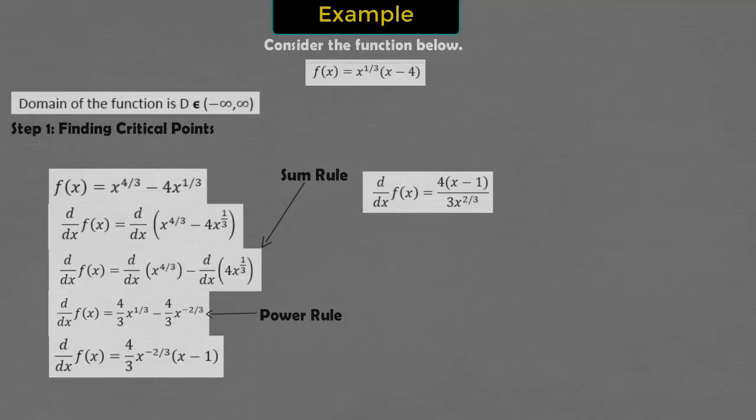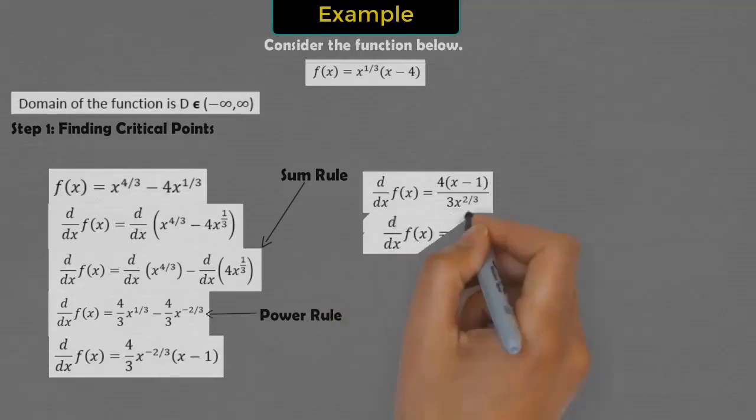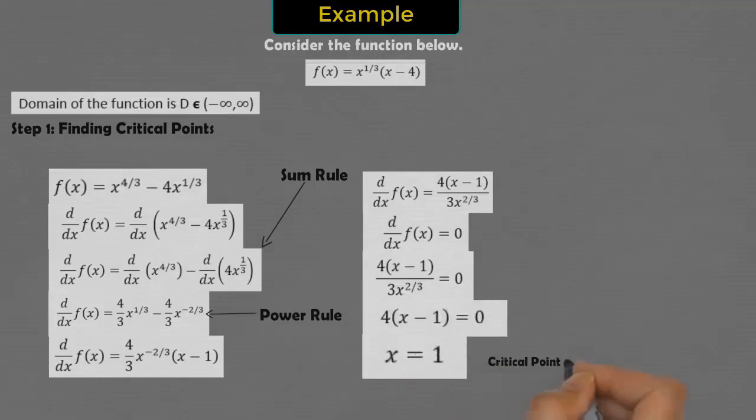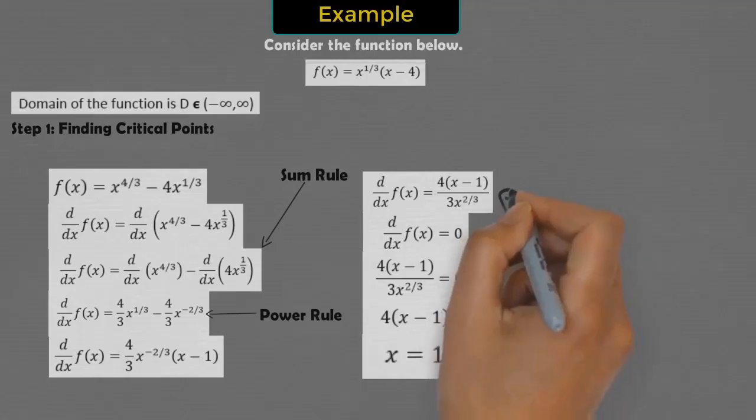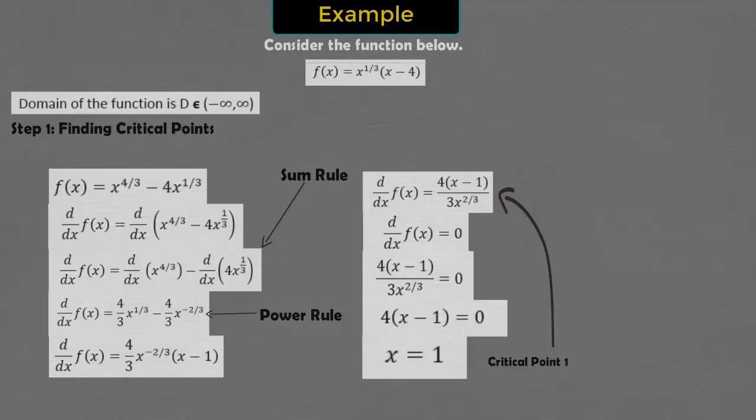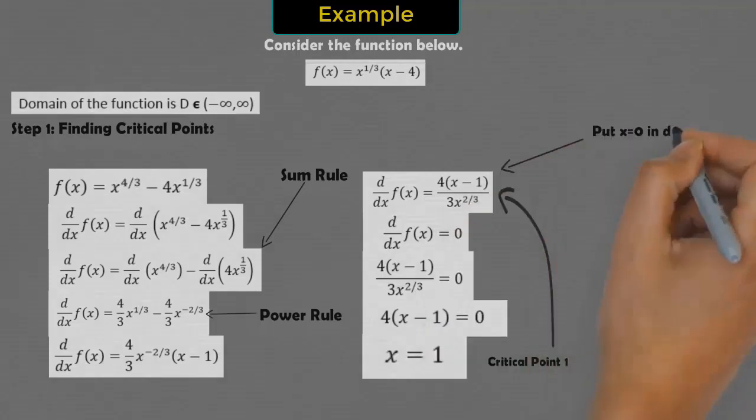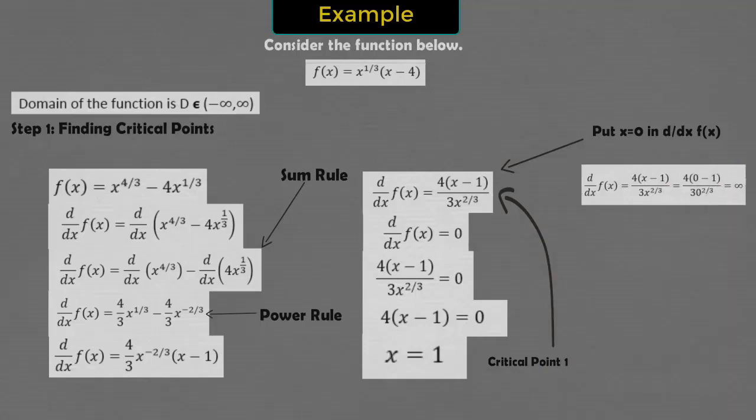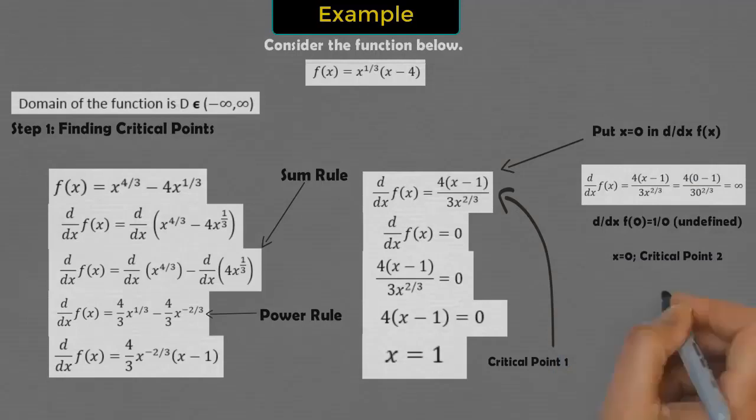Now to find the critical points, we have to set the derivative function equal to 0. By setting it equal to 0, the critical point comes out to be x is equal to 1. So that's one critical point. Now to find the second critical point, we have to inspect the derivative function. That is, we have to look for the points where the derivative function is undefined, that is, it does not exist. By inspecting, we find that at x is equal to 0, this function turns out to be infinity. So the second critical point is x is equal to 0.